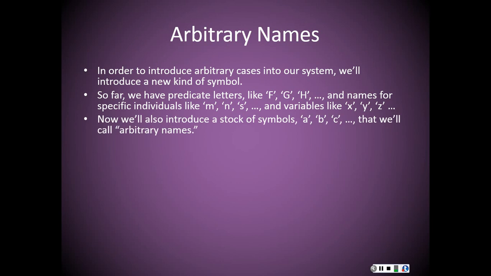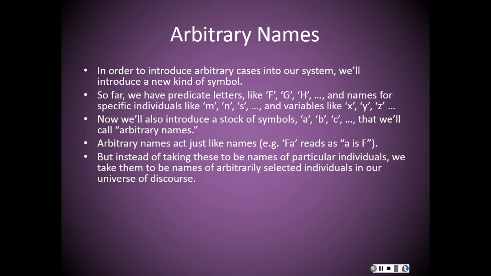Well, now we're going to introduce a new stock of symbols. These come from the former half of the alphabet, A, B, C, and so on. And we'll call these arbitrary names. Now, arbitrary names act just like names do. For example, the sentence FA reads as A is F. But instead of taking these to be names of particular individuals, we take them to be names of arbitrarily selected individuals in our universe of discourse.